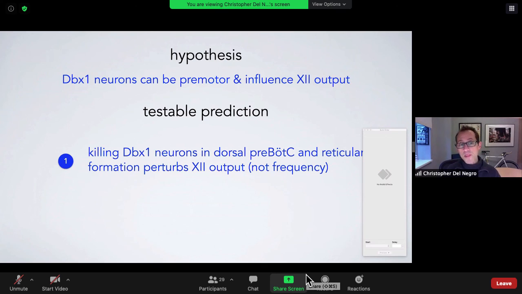So the hypothesis was that DBX1 neurons can also be premotor neurons and can influence the hypoglossal neurons in their output. So the testable prediction here would be killing DBX1 neurons in the dorsal preBötzinger complex and the reticular formation, and seeing whether it would perturb the hypoglossal output but not affect the frequency. So that is, could we kill these neurons and have it just affect the amplitude?